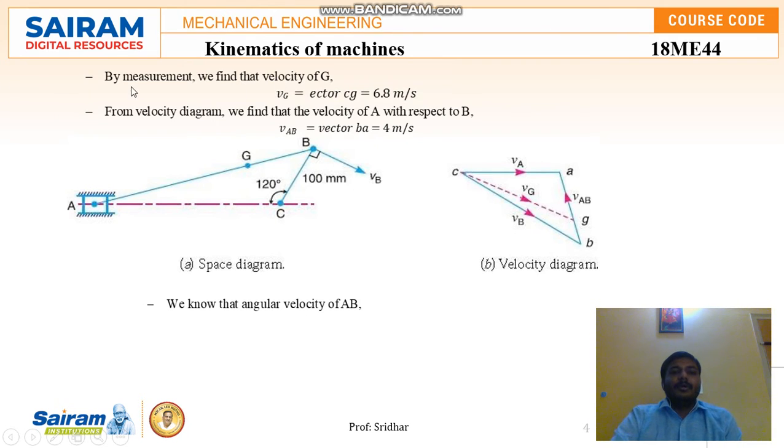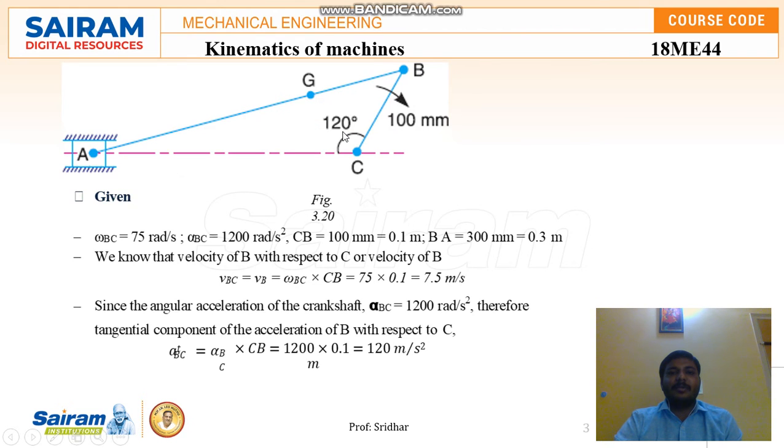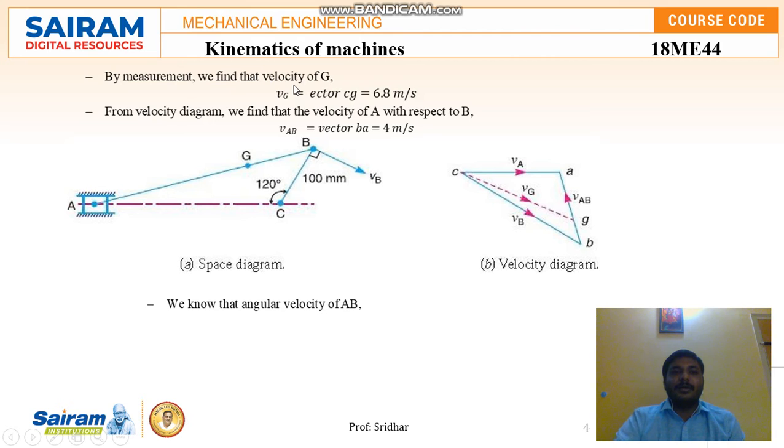Now by measurement we find the velocity of G, Vg, which will be equal to vector CG. The distance from C to G is 6.8 meters per second. That is what we got by measurement to find the velocity of G. Vg, that is vector CG, will be equal to 6.8 meters per second.